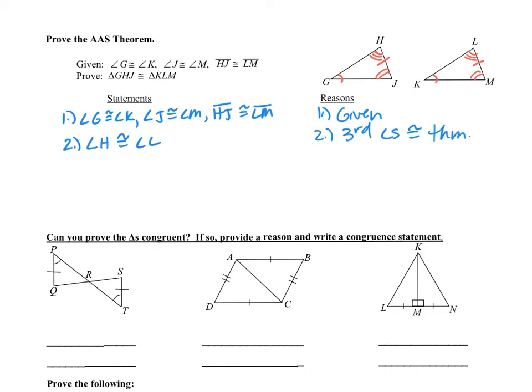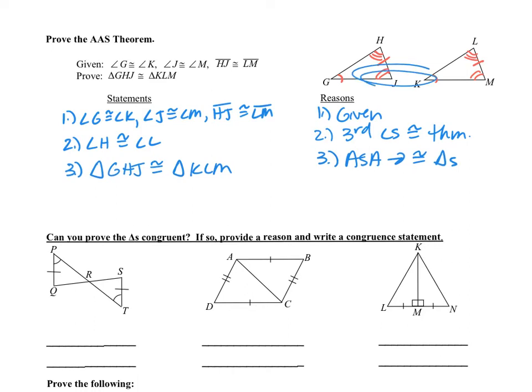So now look what we have. Now we have two angles and an included side of one triangle congruent to two angles and an included side of another triangle. So that means we can use the angle side angle postulate to justify that these two triangles are congruent. So in step 3, we're going to go ahead and say that triangle GHJ is congruent to triangle KLM, and the reason is angle side angle implies congruent triangles. So these theorems and postulates make proving triangles much, much shorter.